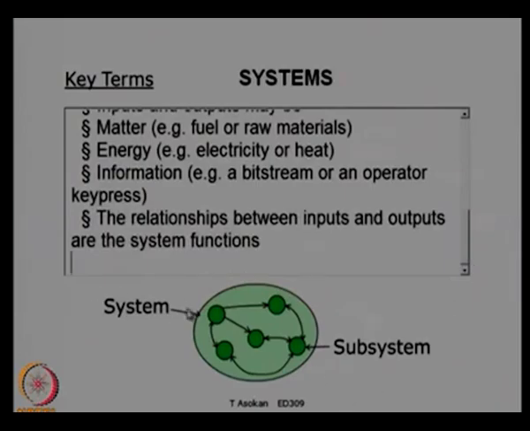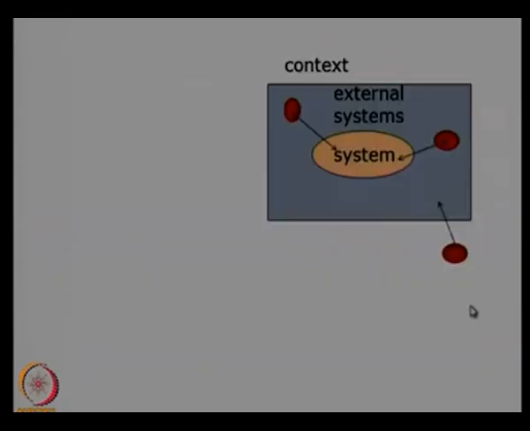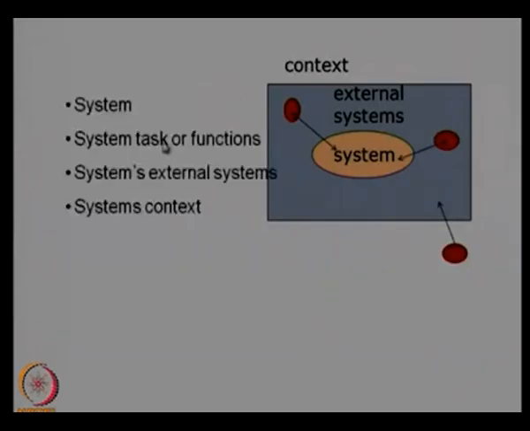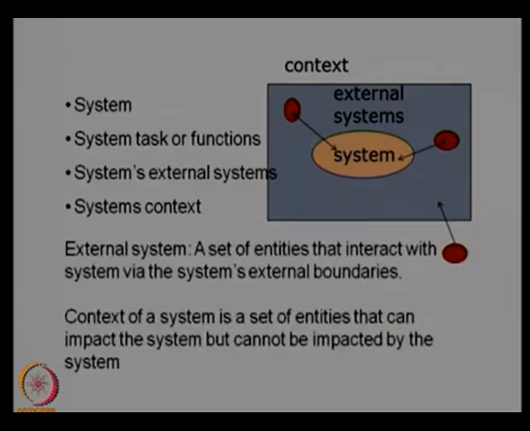So as you can see, the system will be having many subsystems inside, and there will be a boundary for the system. So this is the system and the system's boundary. So we define a system and its boundary, and we define some other terms like external system. So we have many systems which are external to the main system, where you will see that these external systems are interacting with the main system. And there is another term called system context, which is the context in which the system is operating. So an external system is a set of entities that interact with the system via the system's external boundaries.